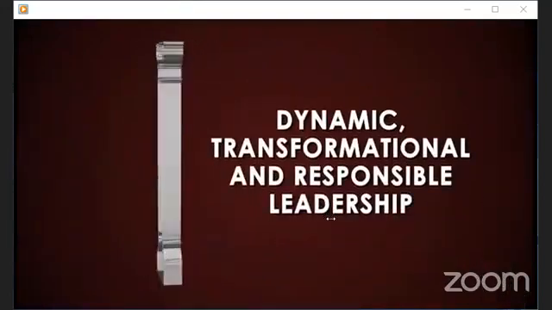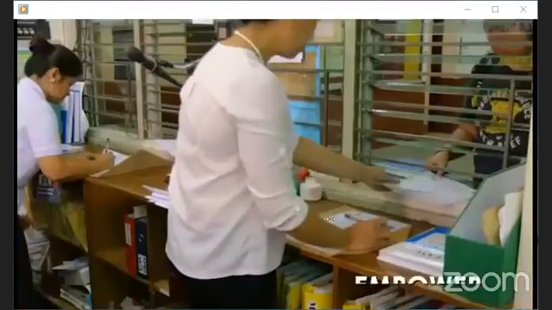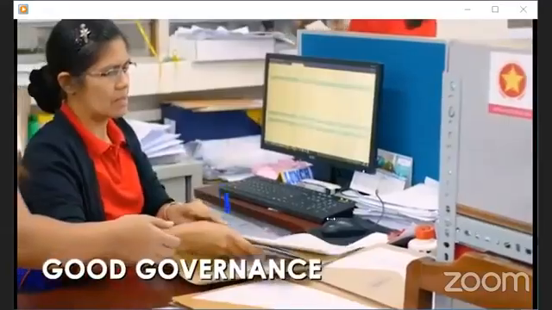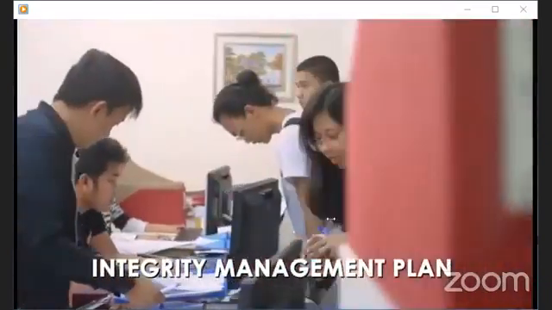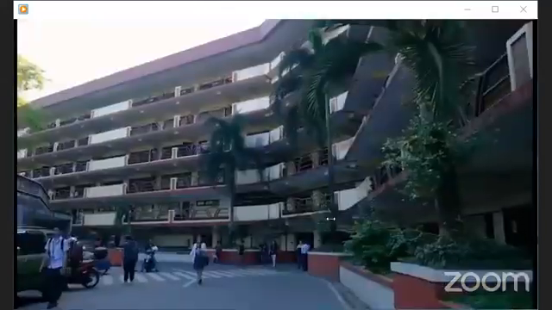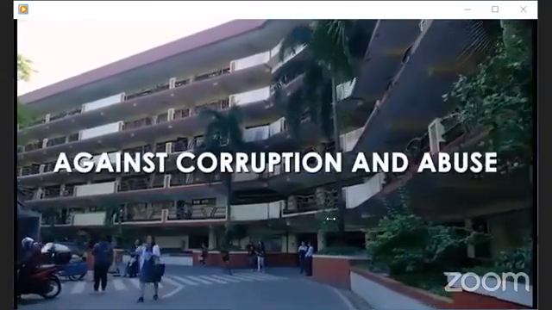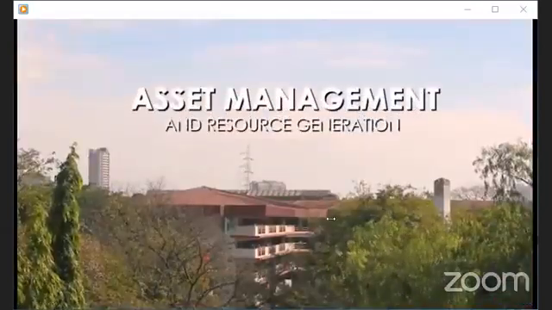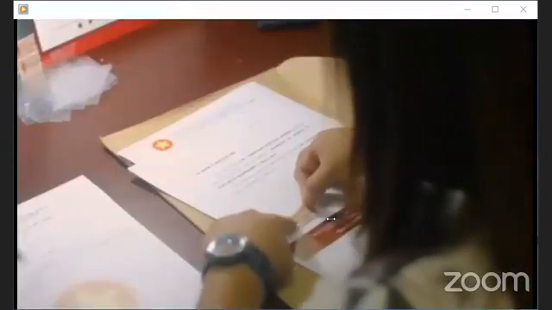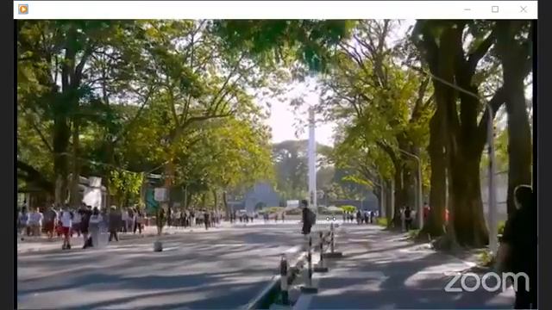Pillar 1. Dynamic, transformational, and responsible leadership. Empower academic and administrative leaders by following the core principles of good governance to create collective growth and unity. Here I would like to highlight an innovation by introducing the development of an integrity management plan to assess, plan, and implement anti-corruption strategies that will secure the institution against corruption and abuse. Likewise, asset management and resource generation will be aggressively pursued to ensure productivity and finance the implementation of the plans and projects for the university.